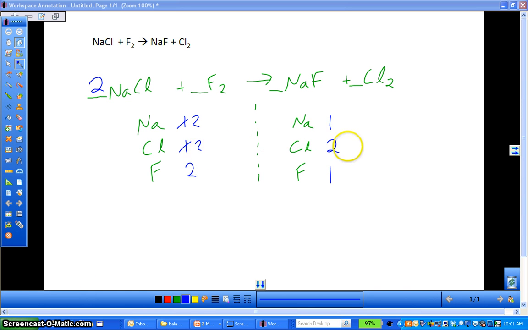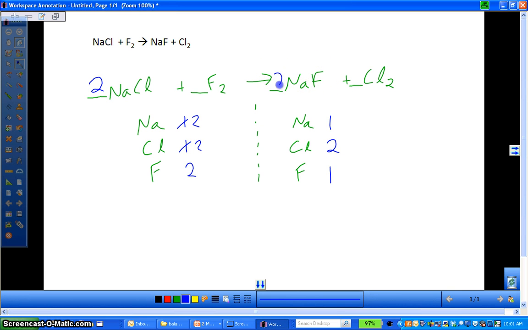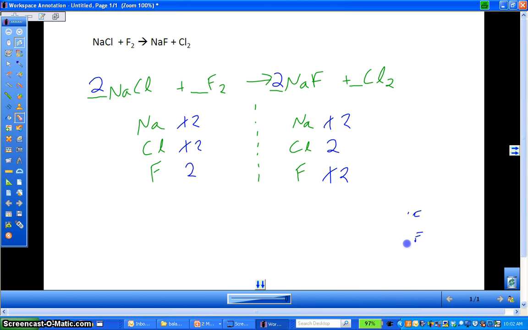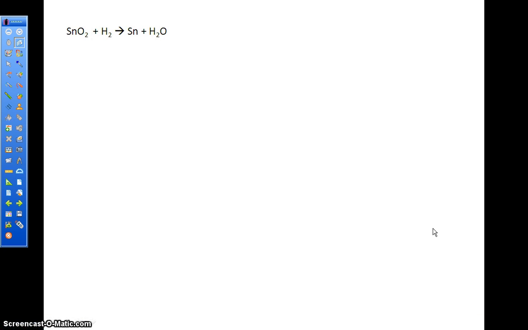Okay, now we check it again. Is it balanced? 2, 1. No. We need more Na, our Nas in our NaF. So we need two of those. So now we've got NaF, NaF. We've got two NaFs. 1, 2. So we've got two Nas and two Fs. It's balanced. We're done. Fantastic. Let's do the next one.